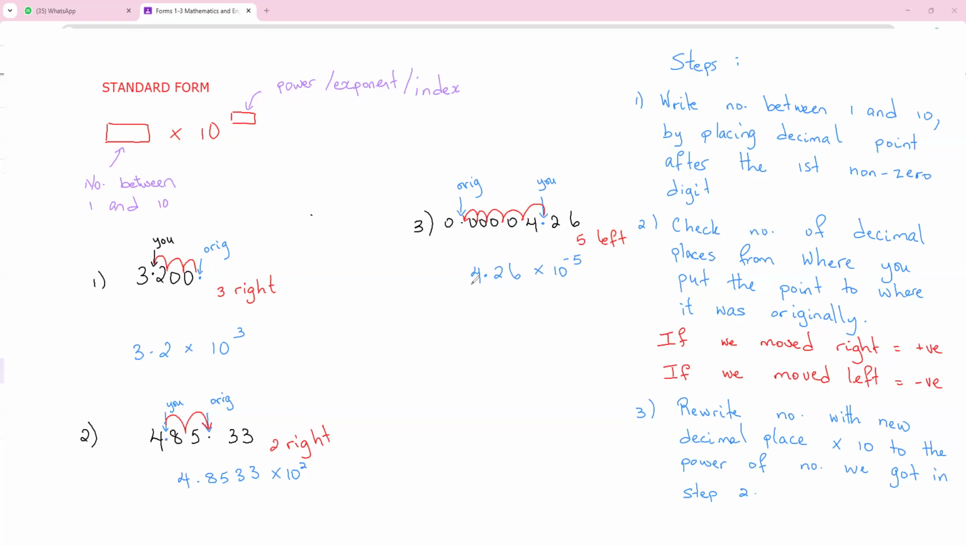So if they ask us to write a number into standard form or scientific notation, we write the number between 1 and 10 by placing a decimal point after the first digit that is not 0. Check the number of decimal places from where you put the point to where it was originally. Rewrite the number with the new decimal place times 10 to the power of the number we got in step 2.